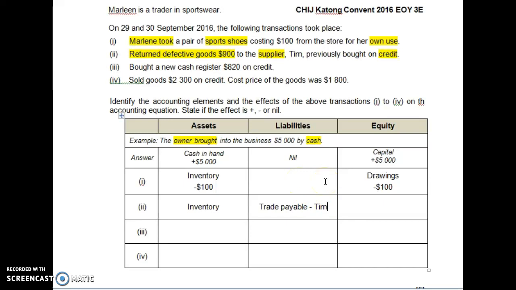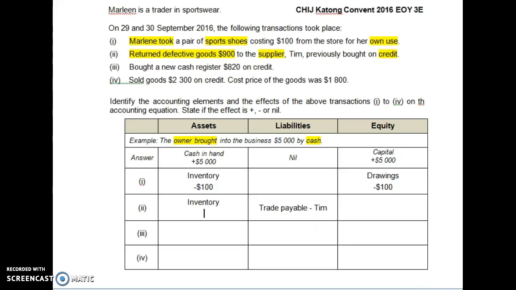Now next, think of what is the effect on the assets and liabilities. In this case, because we returned the inventory to the supplier, our assets, the business assets, actually go down. And since the business returned to Tim, the business now owes the credit supplier less as well. So we will actually minus our liabilities. Alright, now for those empty ones, we're just gonna write nil. I hope it's okay for you so far and you are able to follow it.